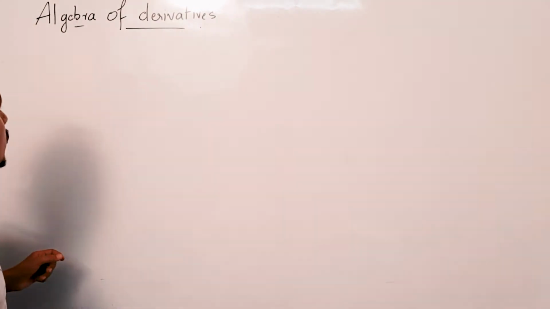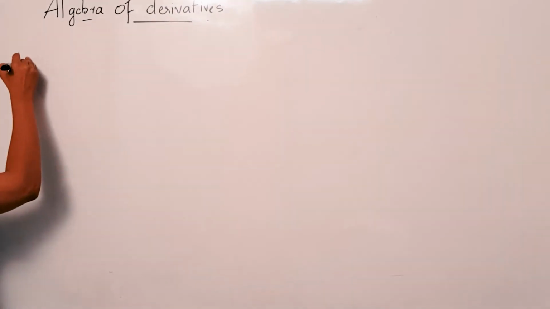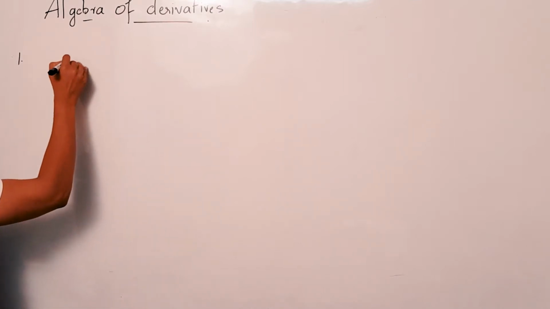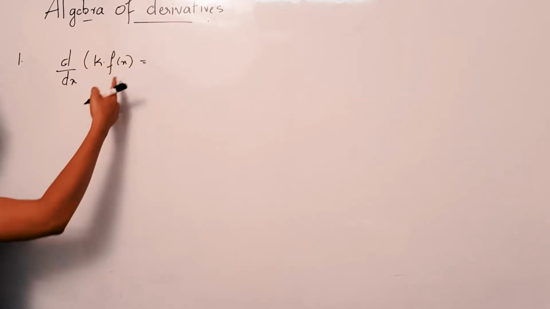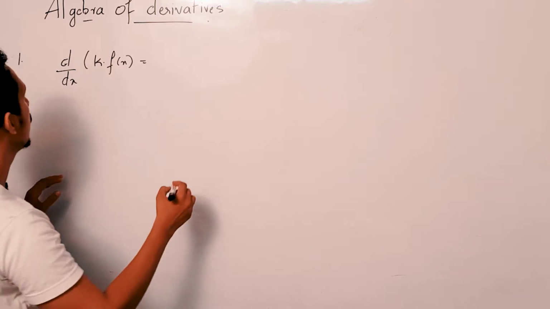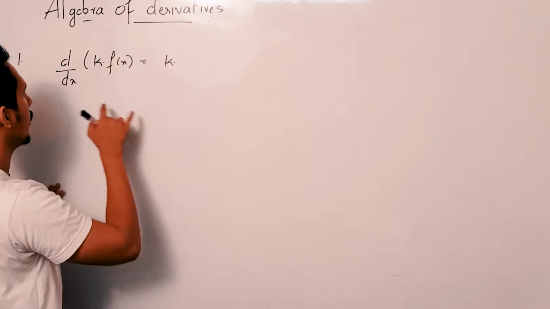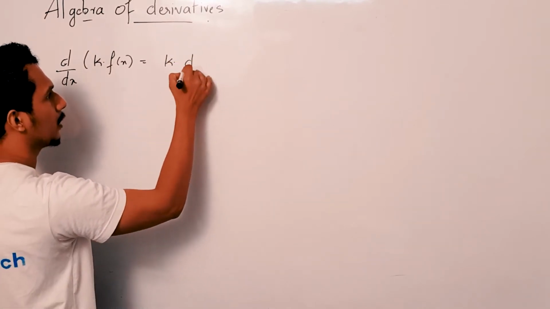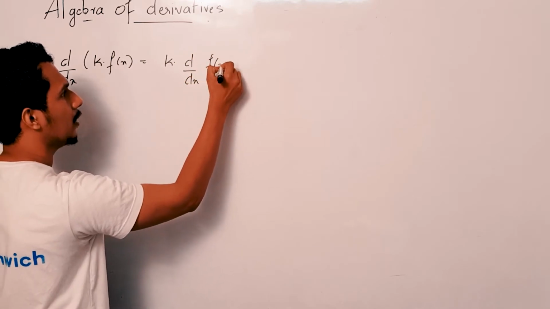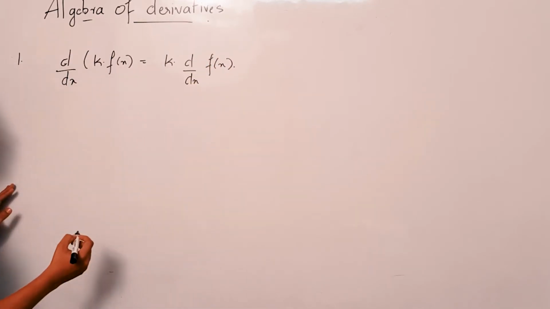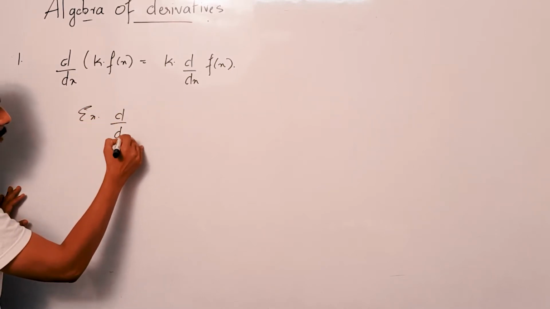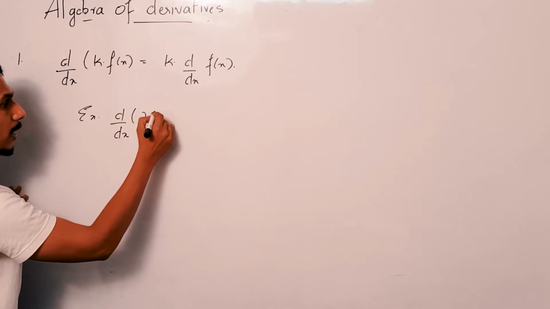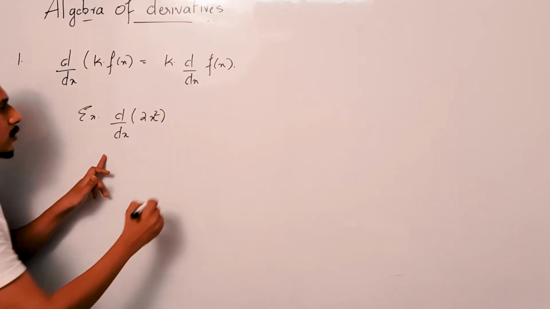Okay, so now let's discuss the algebra of derivatives. Number 1, let's say we are finding d by dx of k into some function. Some function is multiplied with some constant k. Then k comes outside, and you are finding the derivative of the function, that is d by dx of f of x. So let's take an example. Let's say you're finding d by dx of 2x square. So how will the derivative be?